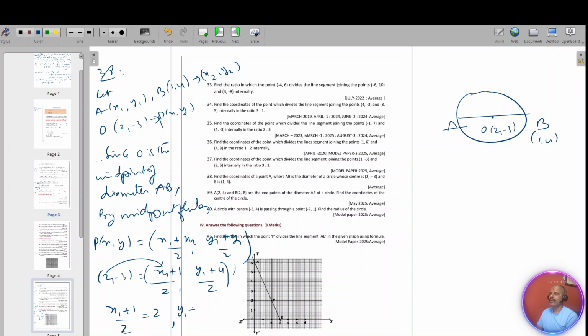Similarly, (y1 plus 4) by 2 is minus 3. Cross multiply, 2 into minus 3 is minus 6, minus 4, so minus 10. Therefore, the coordinates of A are 3 comma minus 10. That is the 39th, right? 3 comma minus 10. Okay, we'll see the next question.